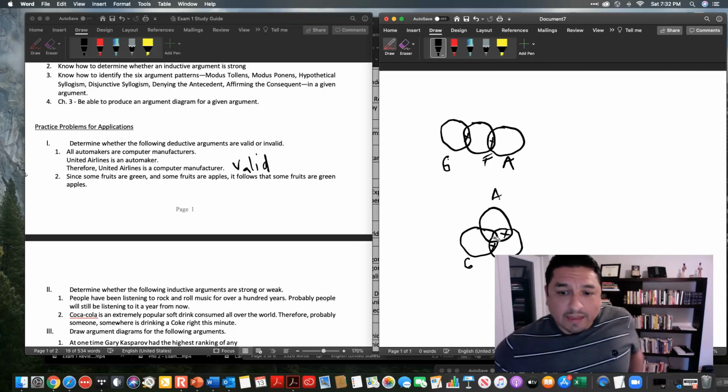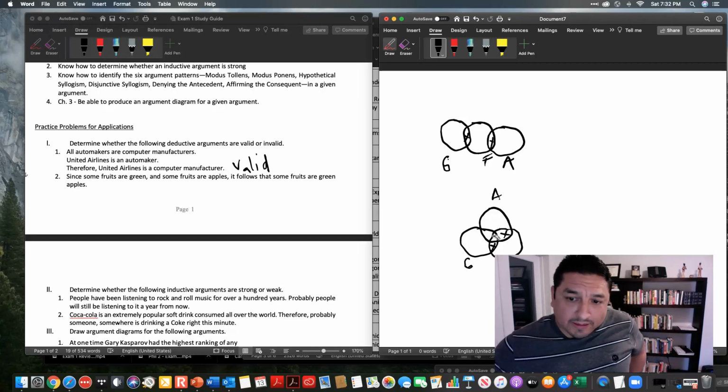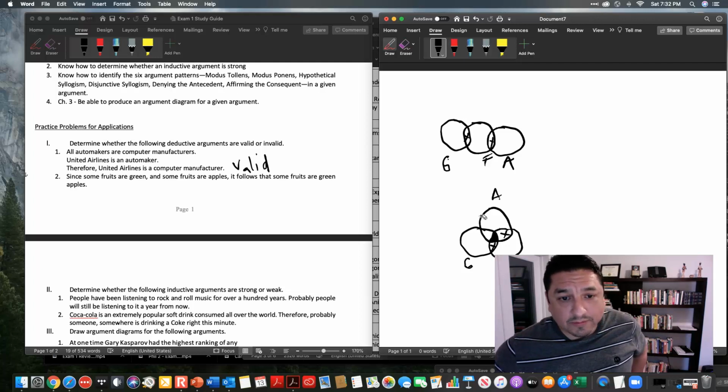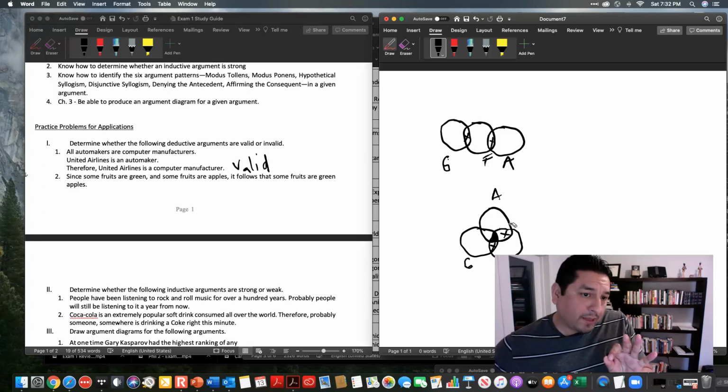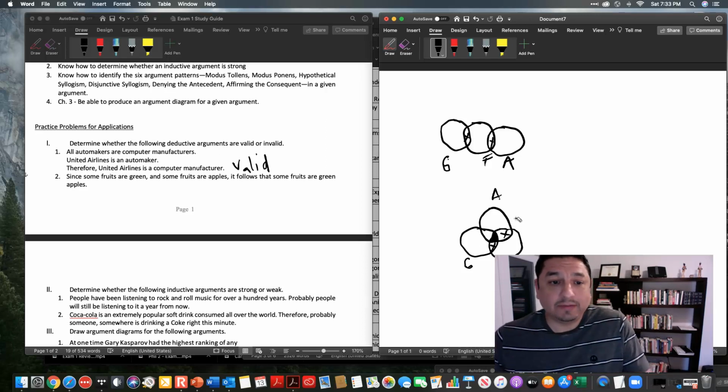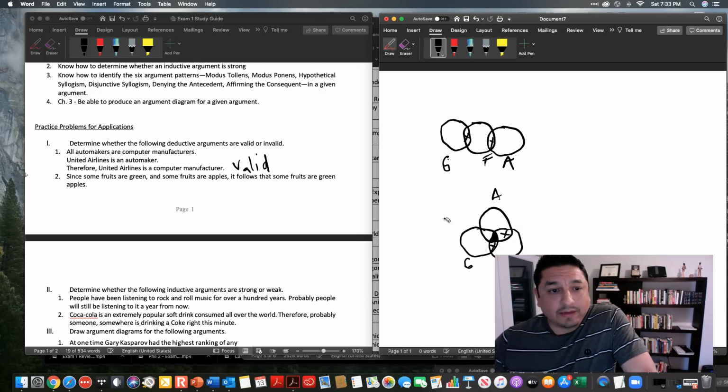Now notice that that information doesn't tell you that there's anything in the overlap between the three things, right? Apples, green things, and fruits. This may very well be empty, right? And if it is empty, that means that the conclusion is false, even though the premises are true. So with that scenario, you've come up with a scenario in which the premises are true, but the conclusion is false, and that's the definition of invalidity, right? Whenever you have that, you have an invalid argument. So we've shown two ways in which this argument is invalid.